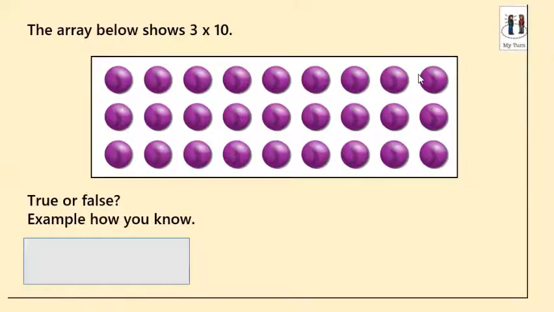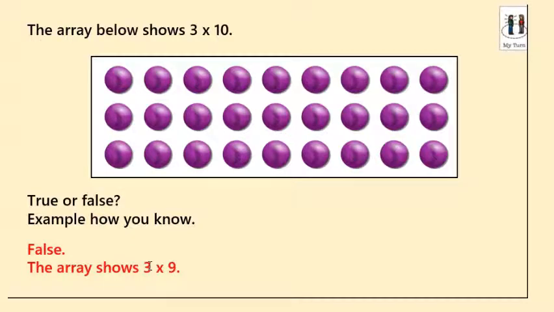The array below shows 3 times 10. Is that true or false? And explain how you know. So we've got counting the rows, we've got 1, 2, 3, count the columns, 1, 2, 3, 4, 5, 6, 7, 8, 9. Oh, so it's false. And explain how you know. The array shows 3 times 9. There's only 9 in the columns, not 10.